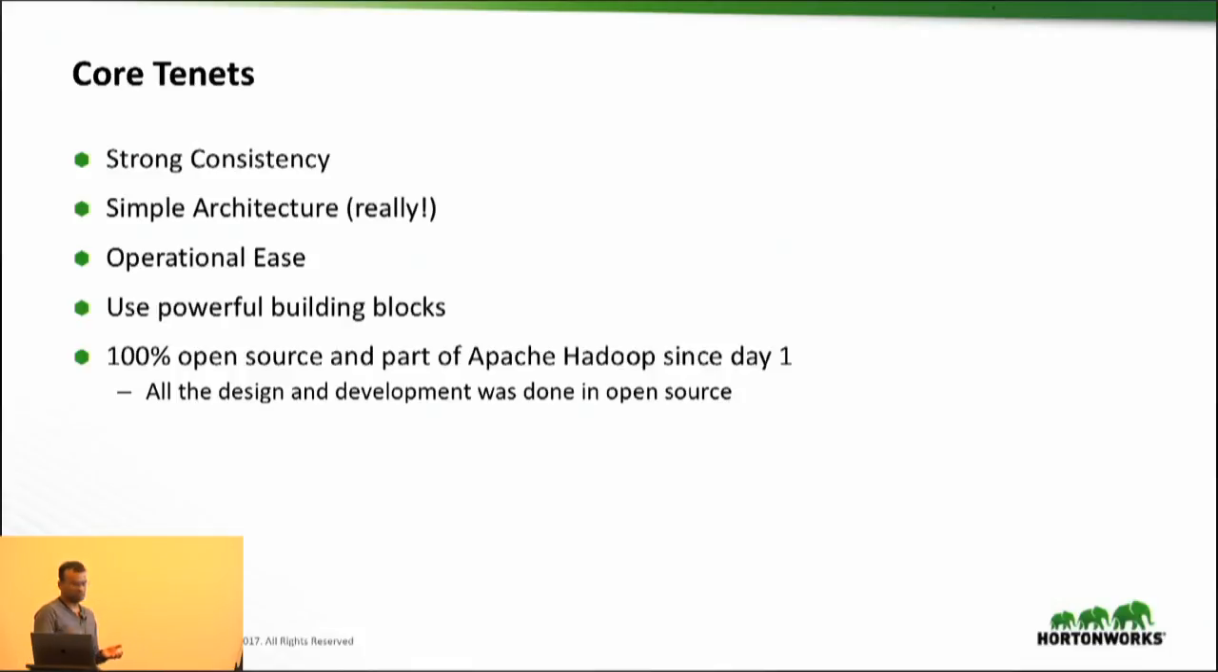Operational ease really follows from the previous point. Ozone should be easy to operate. I don't know if you guys would consider HDFS easy to operate or not. Another thing is that we want to use powerful building blocks wherever possible, and I'll touch more on this later. And the last thing is that it's really important that Ozone be completely open source, and it's been a part of Apache Hadoop since day one.